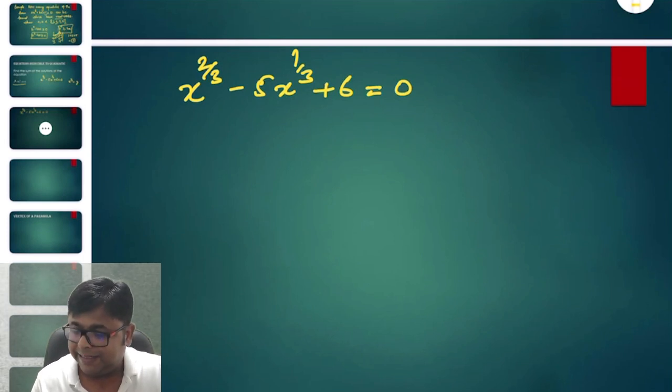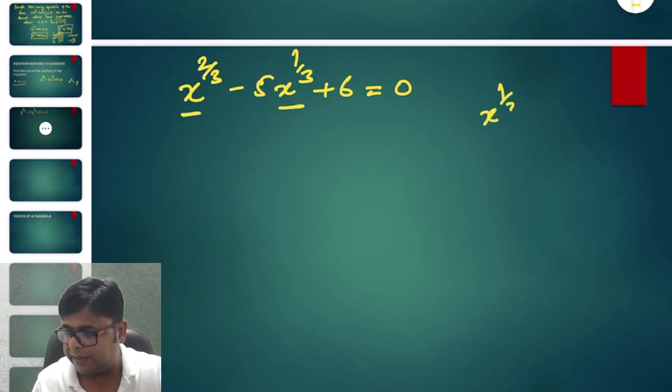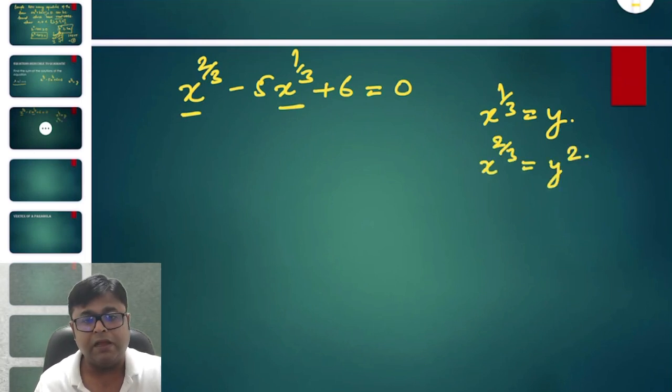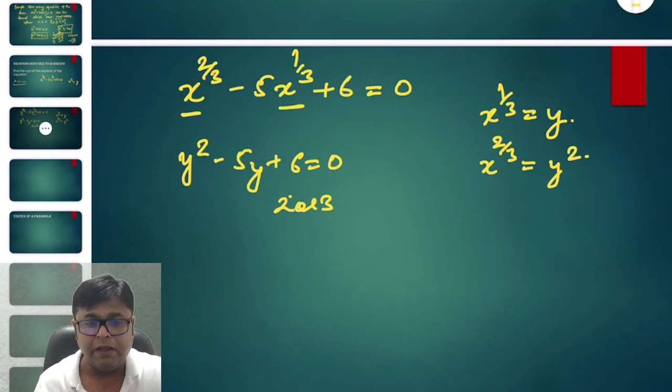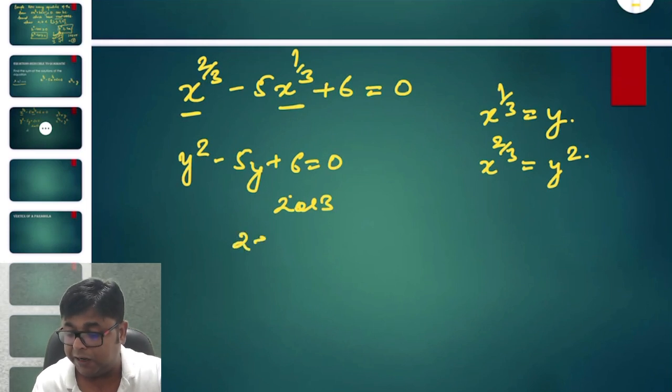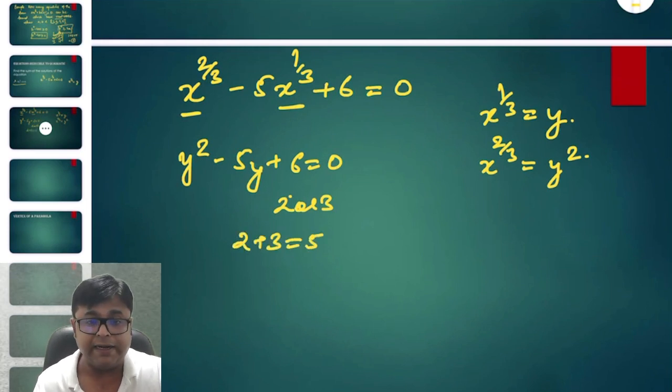But I can see that if this is some value, then this is a square of it. So I'll just replace, suppose, this by some other variable y. So x to the power 2/3 will give me y square, squaring both sides. So y square minus 5y plus 6 equal to 0 will give me roots 2 or 3, as we can find out. Sum of roots is minus b by a, so it will give me 5. Product of roots is c by a, which will give me 6. So 2 or 3. But there will be an option which will give you 2 plus 3, 5. No, that's not the right answer.